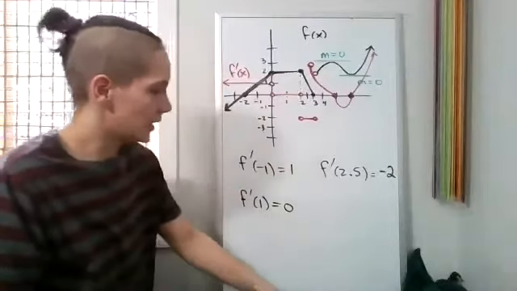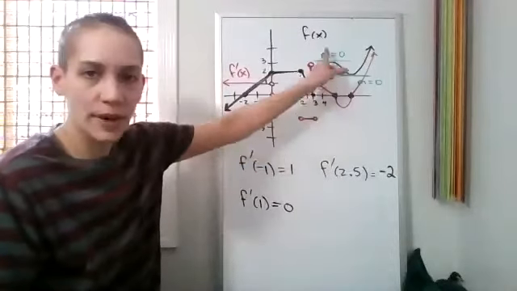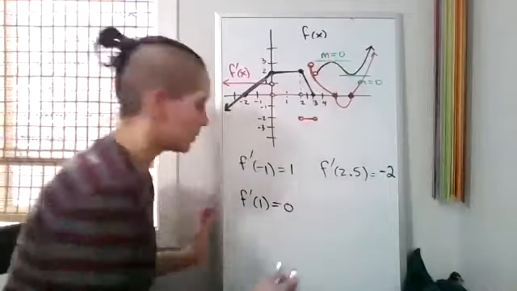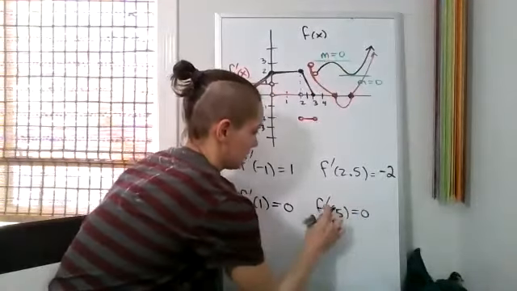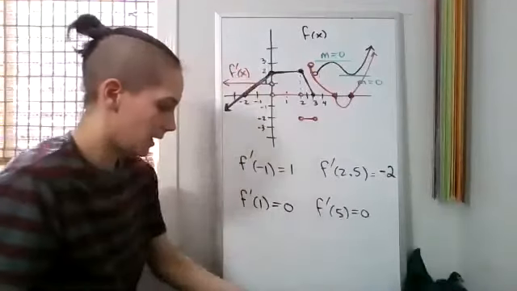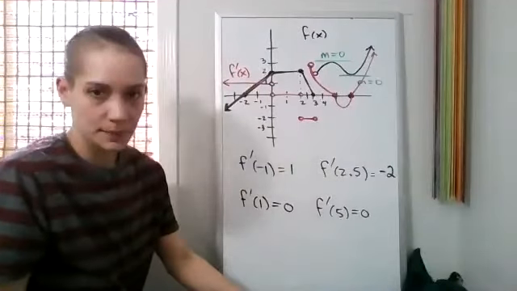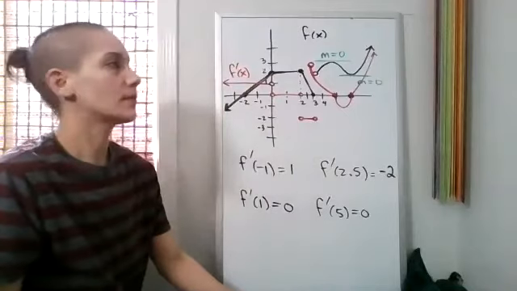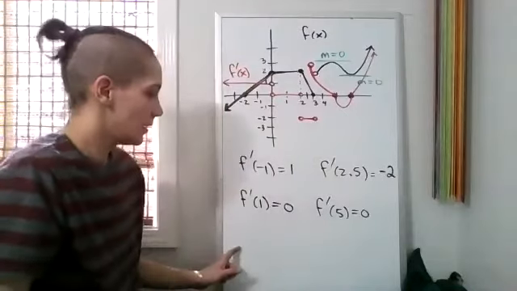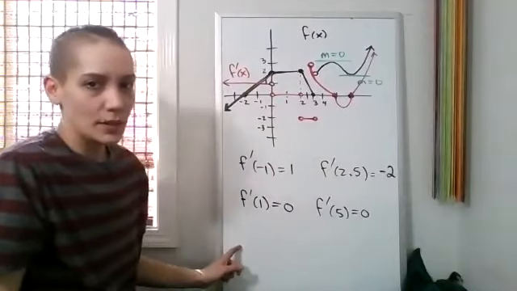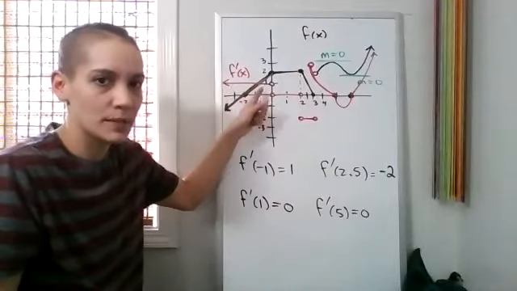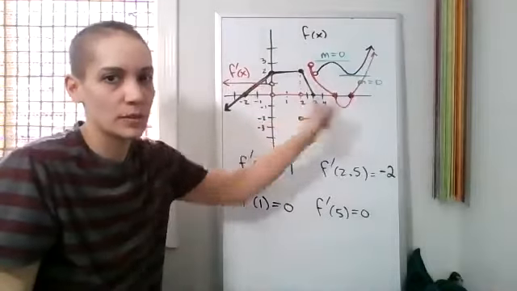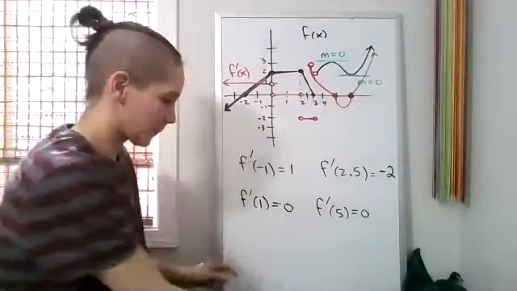Let's make one more note. F prime of 5 is 0. And that's all I have. Okay, so again, this sketch of f prime can be tricky, but just let me know if you have questions on your homework. We can talk through it together.